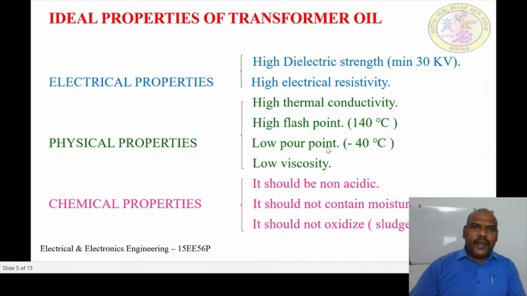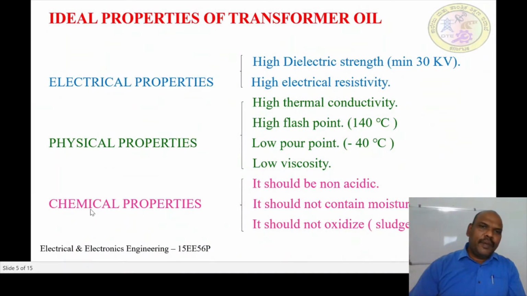Then low pour point, that is something like minus 40 degree centigrade. Low pour point means it is a temperature at which the oil can start flowing easily. Then it should have low viscosity.